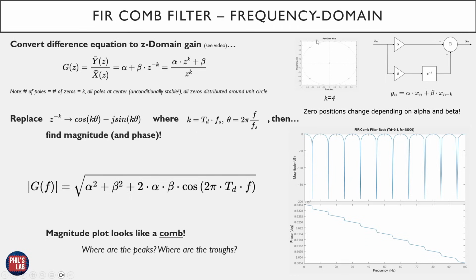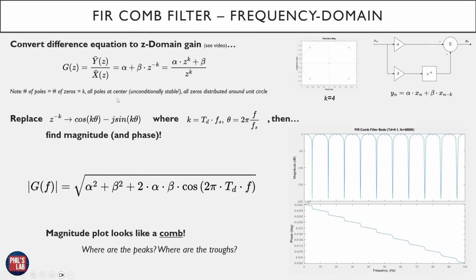Although this is very small, in the plot on the top right hand side, we see a pole zero map. We see that all the poles are at the center. So there are K poles at the center, meaning it's unconditionally stable. These poles don't move. And distributed around the unit circle, we have our zeros. This already hints at what the frequency response might be.